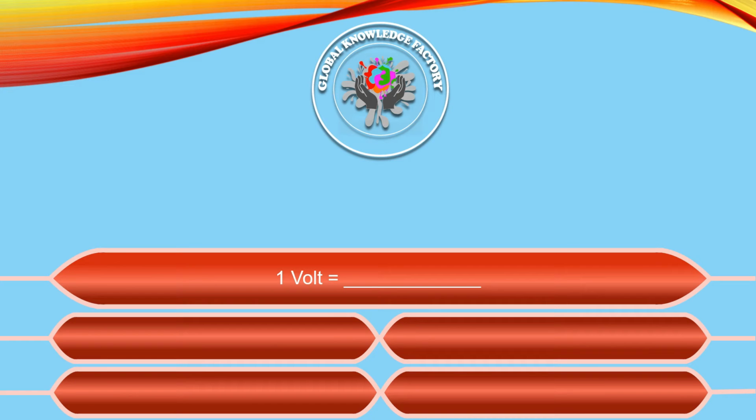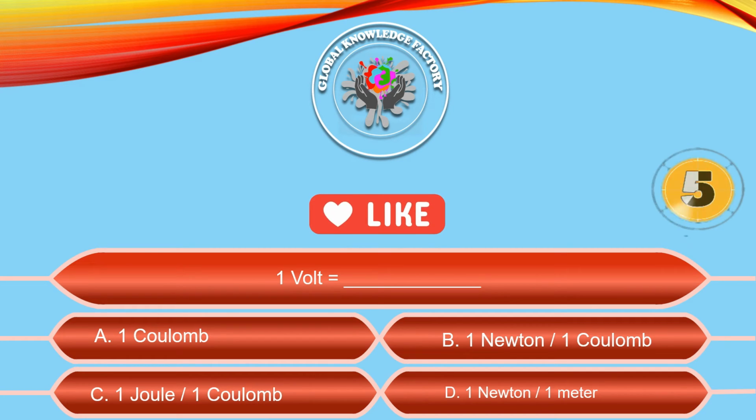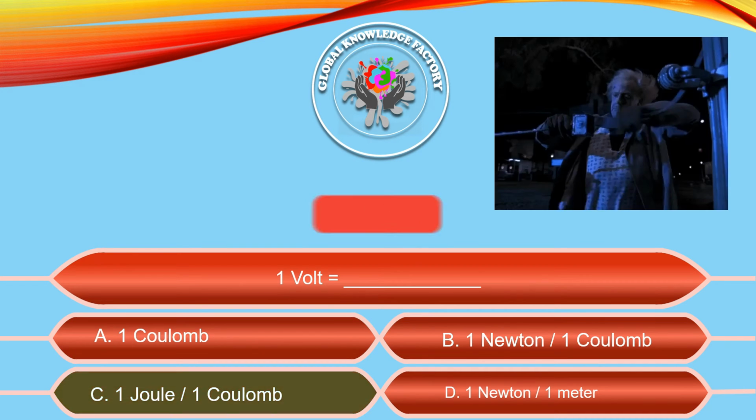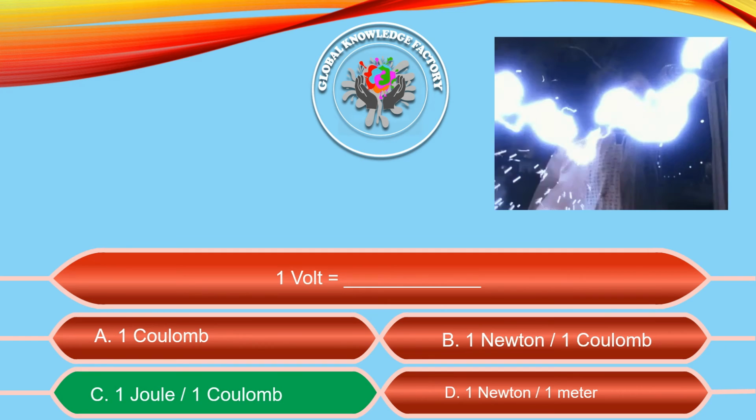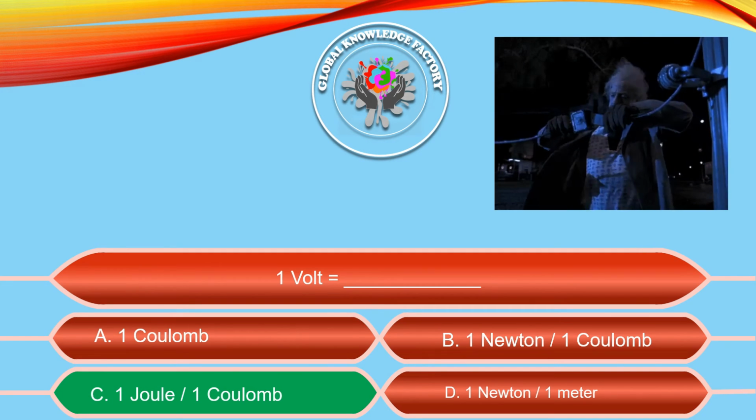1 volt is equal to: A. 1 coulomb, B. 1 Newton divided by 1 coulomb, C. 1 joule divided by 1 coulomb, D. 1 Newton divided by 1 meter. Answer is C. 1 joule divided by 1 coulomb.